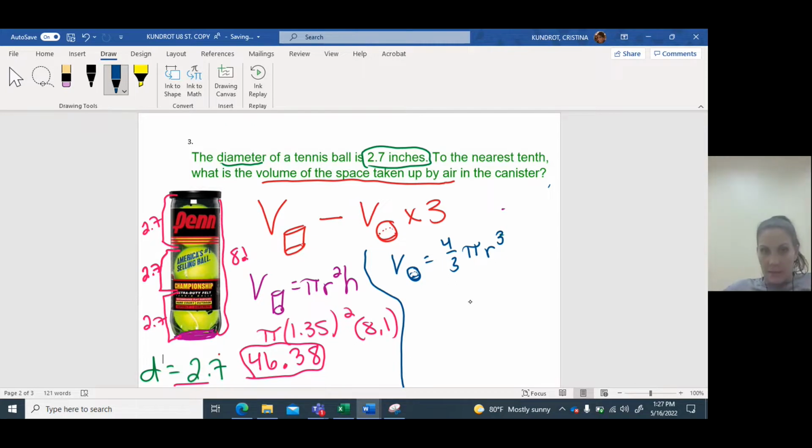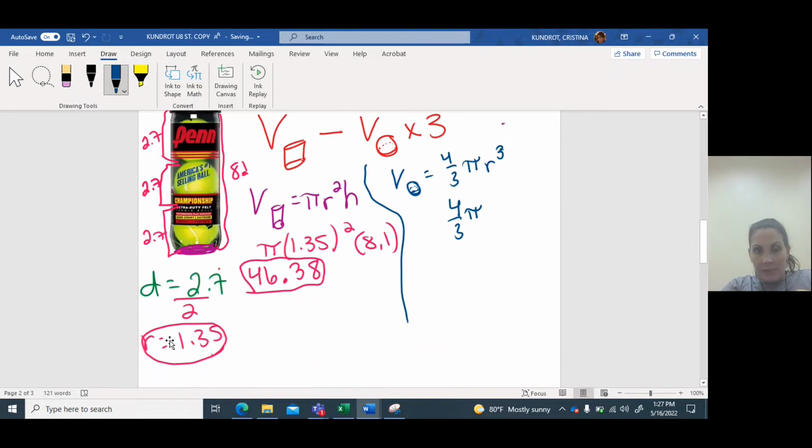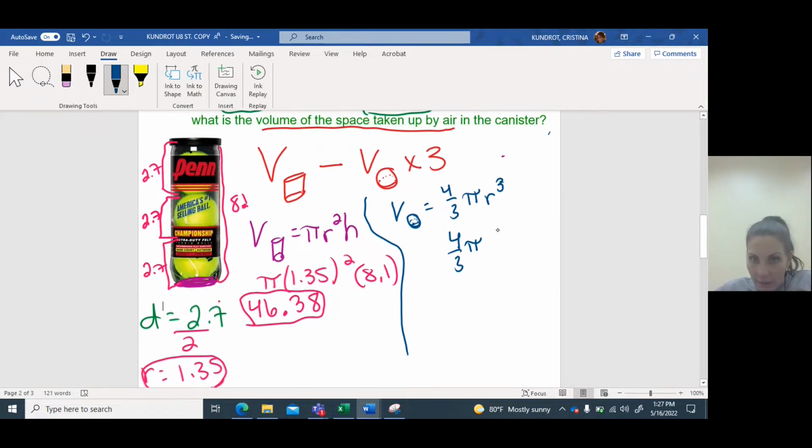All right, so now I'm just going to plug in what we know. We know that pi, we're going to leave this way, and our radius, be very careful here. Our radius is not 2.7. Our radius is half that, which is 1.35. So I'm going to go right here, and I'm going to say 1.35, and that is cubed. Now all we have to do is work our calculators.